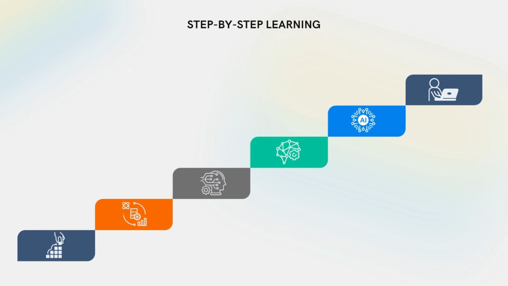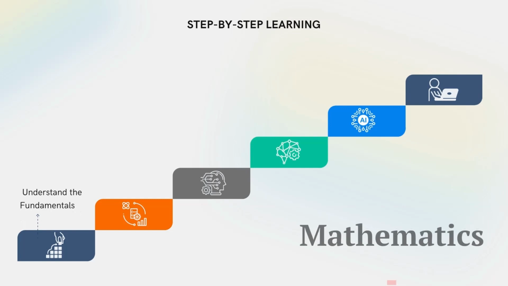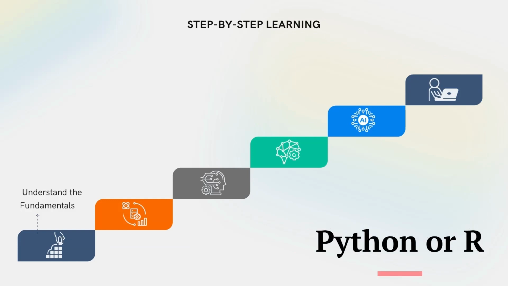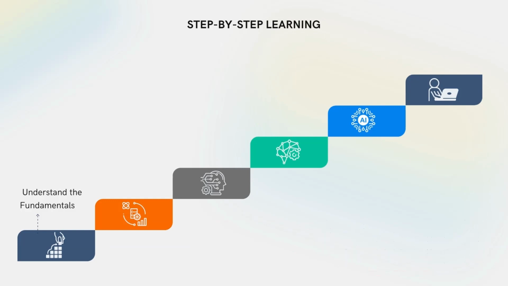With our step-by-step learning approach, you'll build a solid foundation in AI concepts and algorithms, starting from the basics and progressing towards advanced topics. Step 1. Understand the fundamentals. Start with mathematics, statistics, and programming basics. Learn programming languages like Python or R, commonly used in data science and ML.